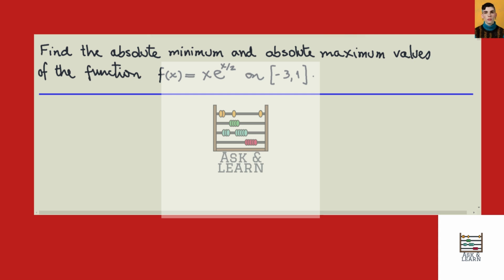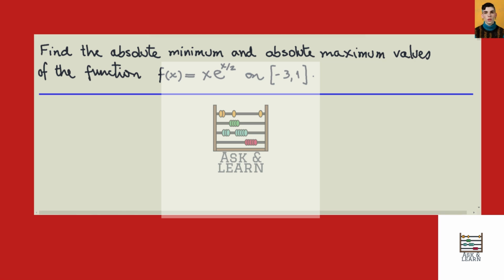Let's find the absolute minimum and absolute maximum values of the function f of x equal x times exponential of x half on the interval [-3, 1]. First, we know that this function is continuous over this closed interval, and for that reason it attains its extreme values over that interval. And we know moreover that the extreme values of the function are attained at either the endpoints of the interval or critical numbers of the function.